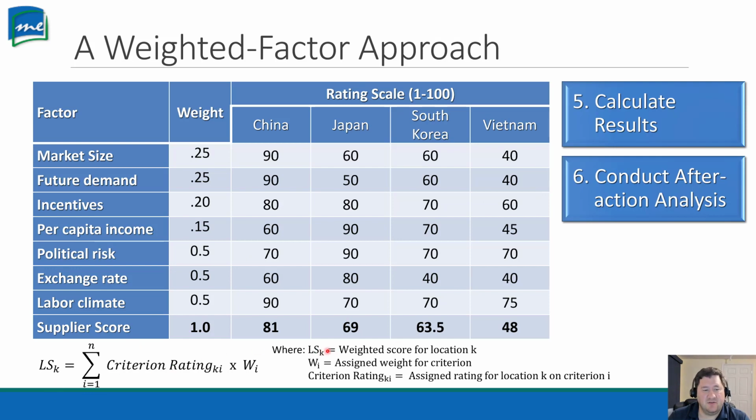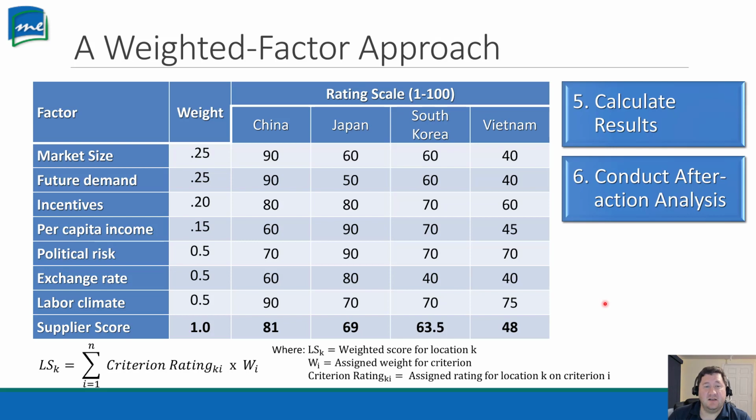We have our location score for location K. K would be China, Japan, South Korea, Vietnam. We're going to take the sum of our assigned weights of a criterion, so here would be like the 0.25, and then our criteria rating, K I, the assigned rating for location K based on the criterion I. So here would be taking, let's say, China and market size, which was 90, multiplying that by 0.25. Then we're going to add that to the next one, all the way down until we get our grand total. So this one came up to 85. Then we have 69, 63.5, and 48.